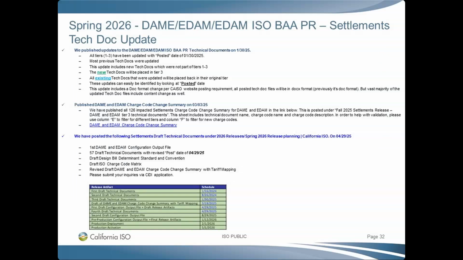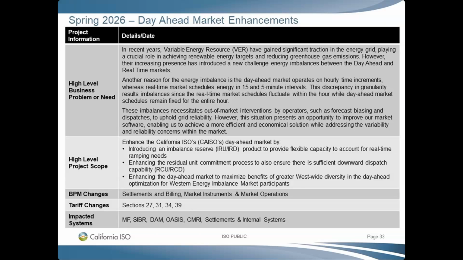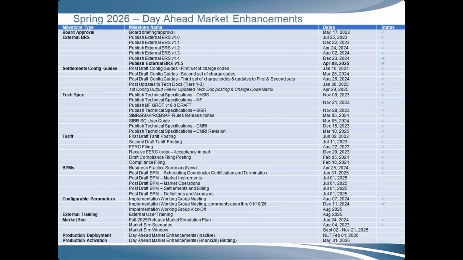Okay. And then for settlements and the settlement user group, we've been giving updates, and I think the last milestone was the April 29th publication that was communicated out. And then our next milestone will be the second draft config output file planned for August 29. Okay. And this settlements update applies to all three of those implementations above. Let's go on to day-ahead market enhancements.